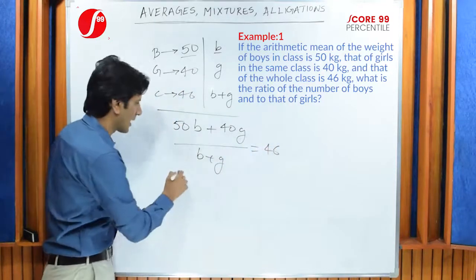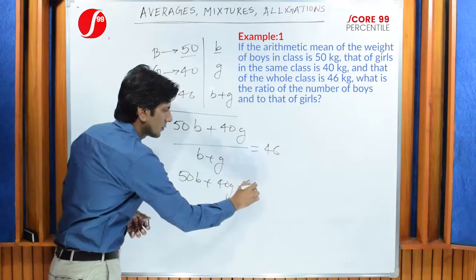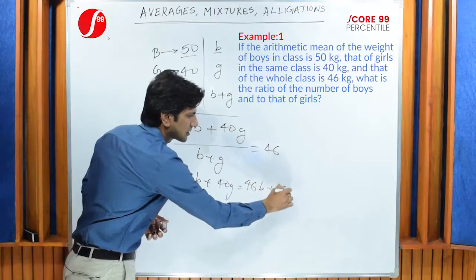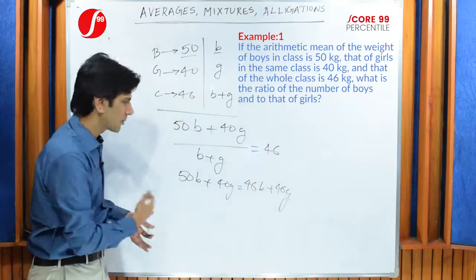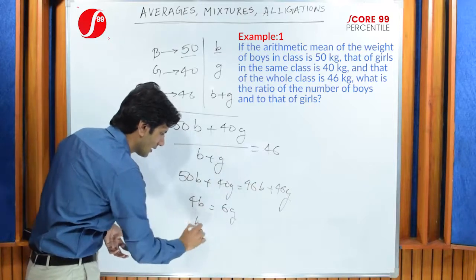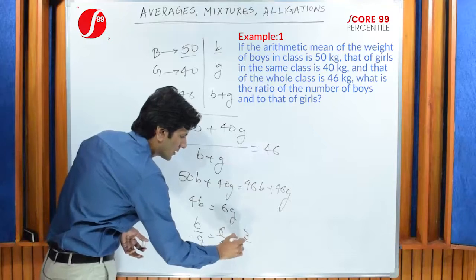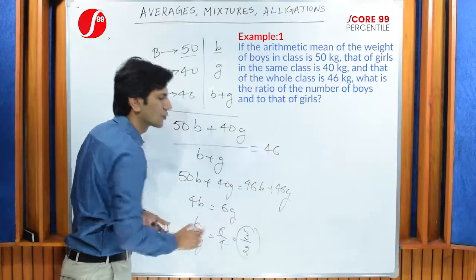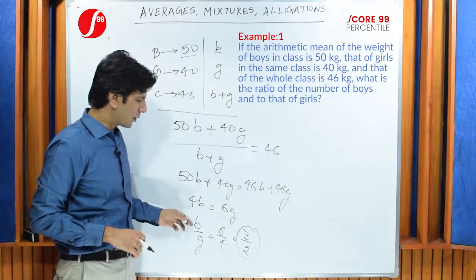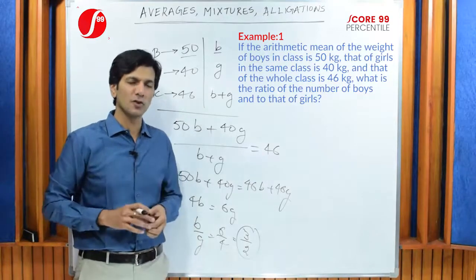So let's cross multiply. What you have is 50B plus 40G equals 46B plus 46G. Bring like terms to one side, so what you have is 4B equals 6G, or B upon G is 6 upon 4, which is 3:2. So the ratio of the number of boys to that of the girls is 3:2. This is your traditional weighted average approach.